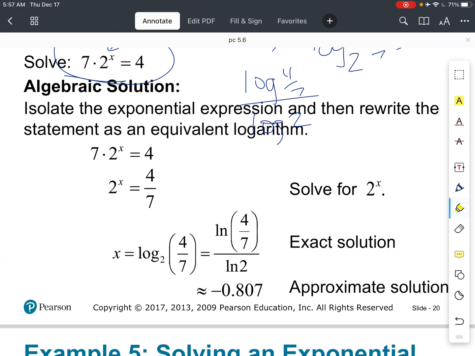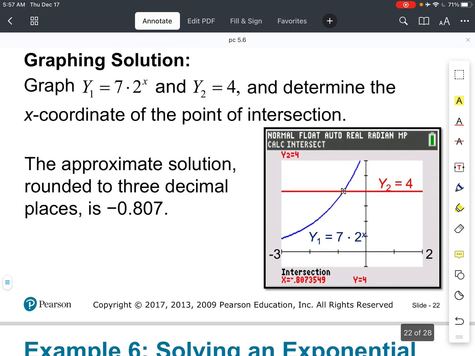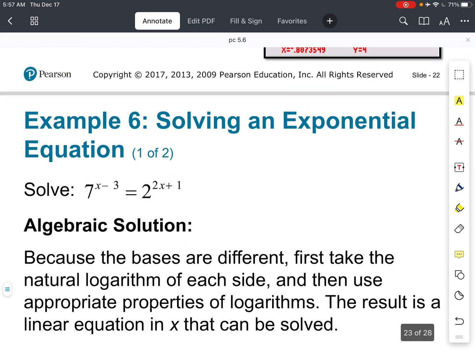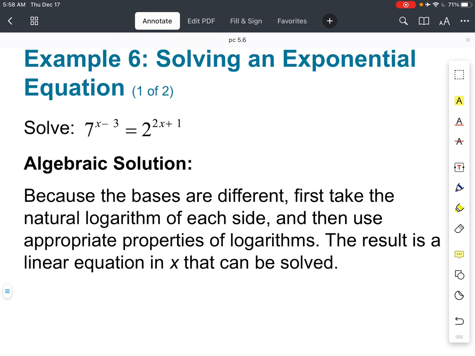It's going to be negative 0.807. And I encourage you to put it into your calculator, make sure that you're getting the same solution. Okay, so make sure that you're comfortable with this. Example 5, part 2, they show you how to graph that, right? So you can graph each independent piece. Where they intersect again is the solution. Example 6 is pretty involved, so pay attention to this one.